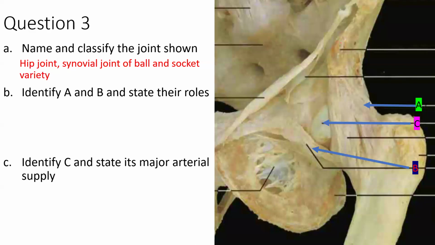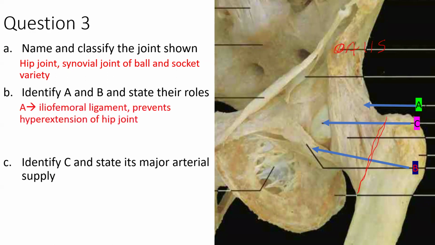So structure A, you can see it is attaching here. And this is the anterior inferior iliac spine. And then it is attached to the intertrochanteric line. Okay, the intertrochanteric line over there. So that is the iliofemoral ligament. The iliofemoral ligament, and the iliofemoral ligament prevents hyperextension of the hip joint. Okay, it prevents hyperextension of the hip joint.